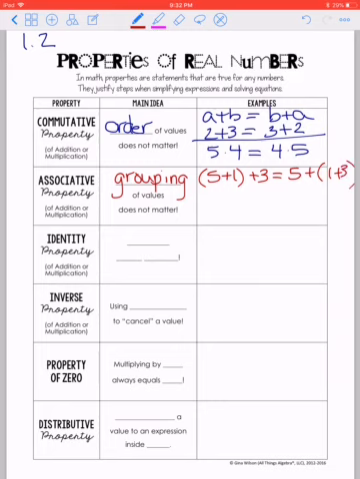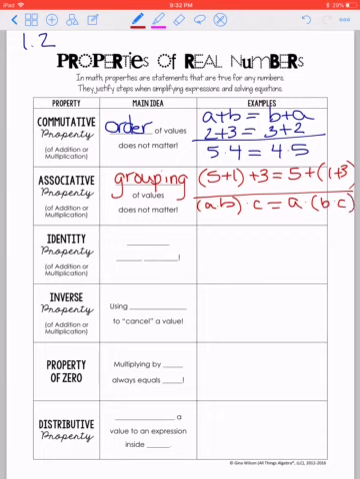So see how I move the parentheses? On the left side, 5 plus 1 is 6, plus 3 is 9. On the right side, 1 plus 3 is 4, then plus 5, but it's still 9. It does not change. Same thing for multiplication. If I were to multiply, in parentheses, A times B times C on the outside, I would get the same answer as if I did A times, and then in parentheses, B times C.